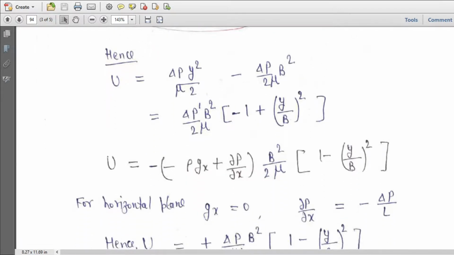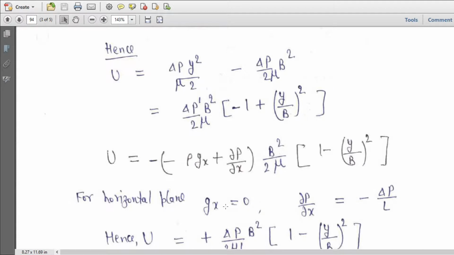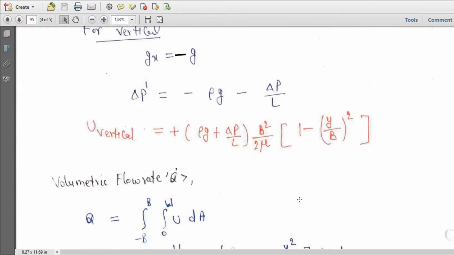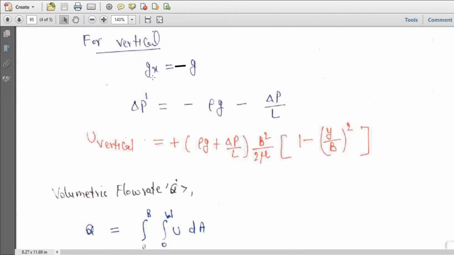For a horizontal plane, gx is equal to 0, so del P upon del X equals delta P by L. So we can write delta P b square by 2 mu L, 1 minus y upon b whole square. Now for vertical, gx is minus g, so delta P dash equals minus rho g plus delta P by L. So we can write this as rho g plus delta P by L, b square upon 2 mu, 1 minus y upon b whole square.